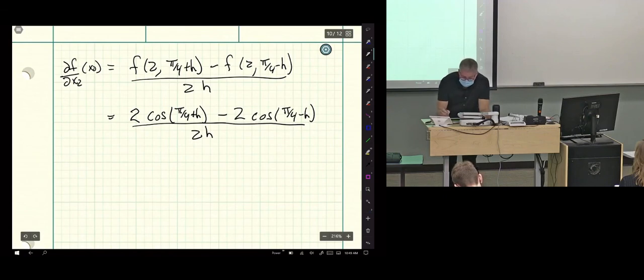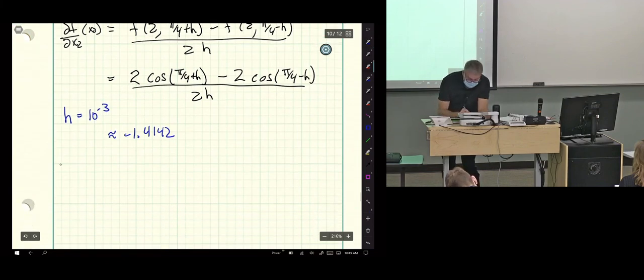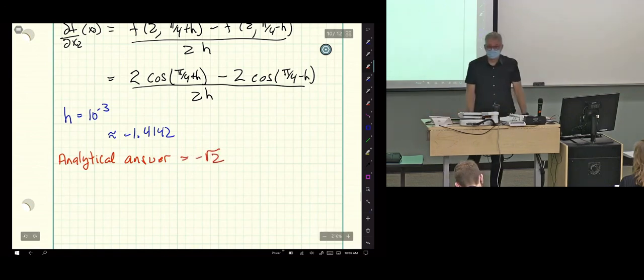And so this is where you don't want to do these things by hand very much. I took h as 10 to the minus 3, and I got that this was approximately equal to minus 1.4142. And then I'll write down the true answer. Actually, it's minus square root of 2.